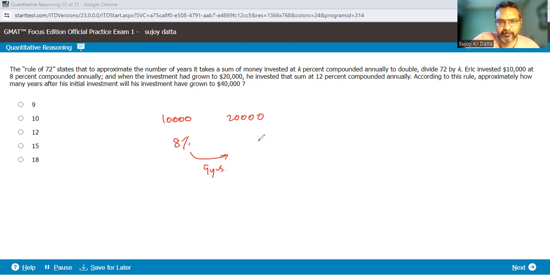Then he invested that sum at 12%. How many years after this will it become 40,000? So at 12%, the 72 divided by 12 will take 6 more years. So the question is, how many years after his initial investment would it become 40,000? So it's 9 years here and 6 years here, 15 years. So that's the fourth option.